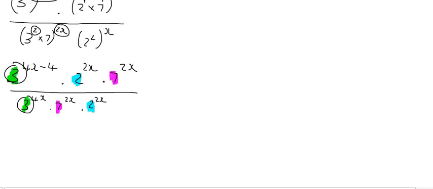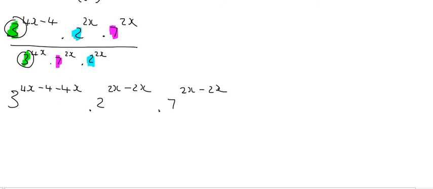And so let's have a look at these 3s. The exponent rule says that if these bases are the same, the 3s, then we can subtract the exponents. And that's going to be 4x minus 4 minus 4x. Then I'm going to do the 2s next, which is going to be 2 to the power of 2x minus 2x. And then the 7 is going to be 7 to the power of 2x minus 2x.